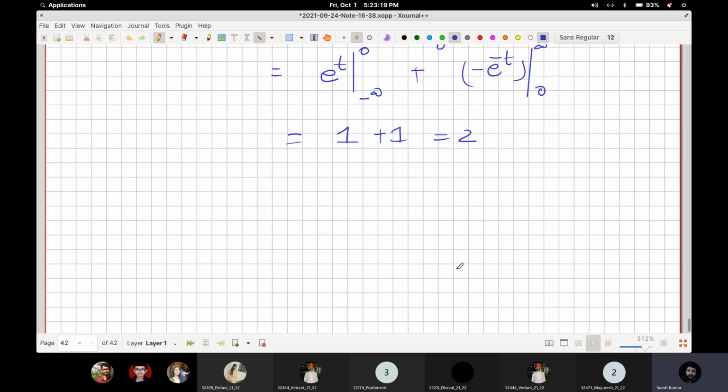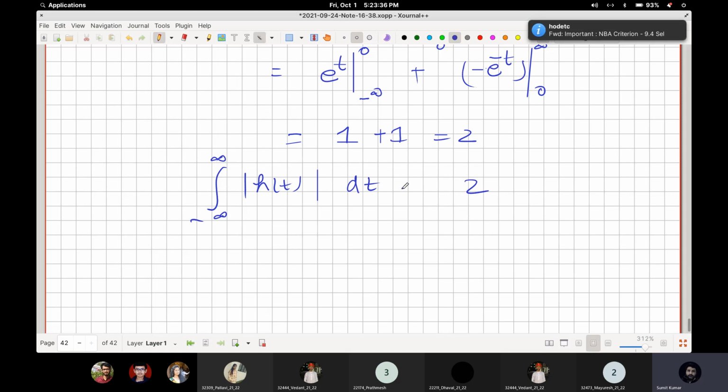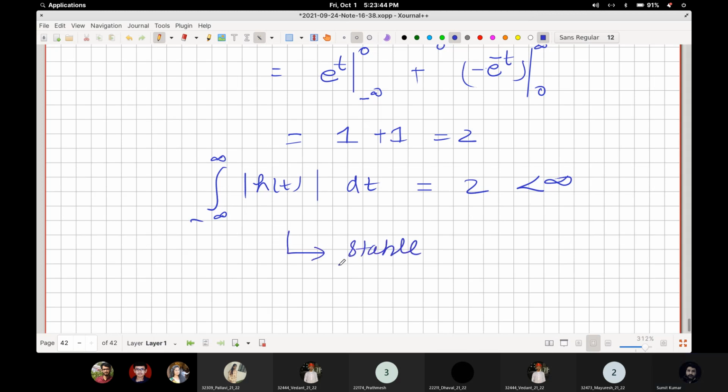So it turns out that the integral from minus infinity to infinity of mod of h(t) dt is equal to 2, which is less than infinity, which means it is finite. So the system will be stable. Is this clear to everyone?